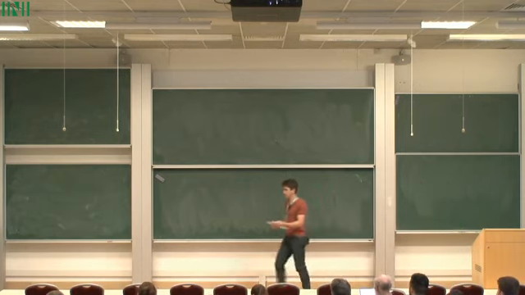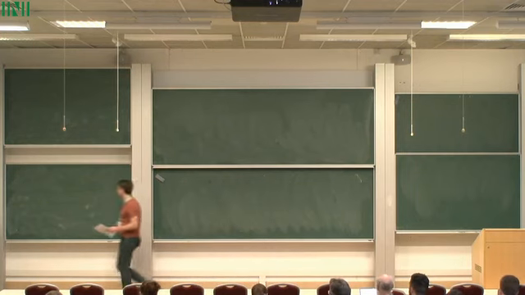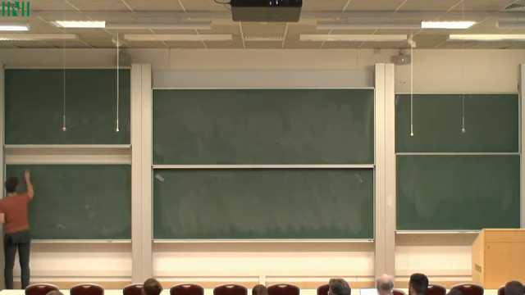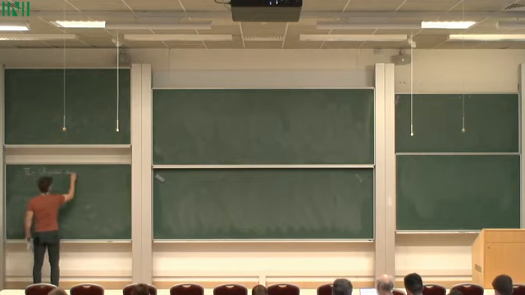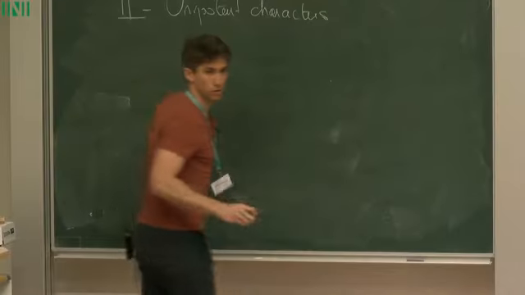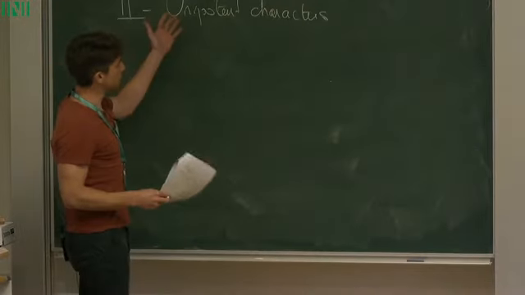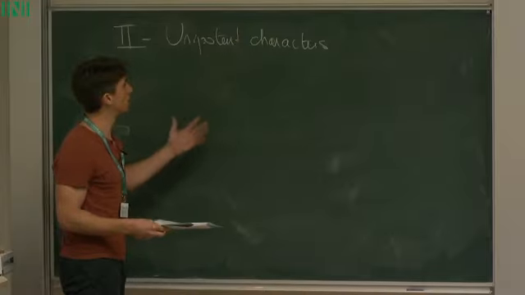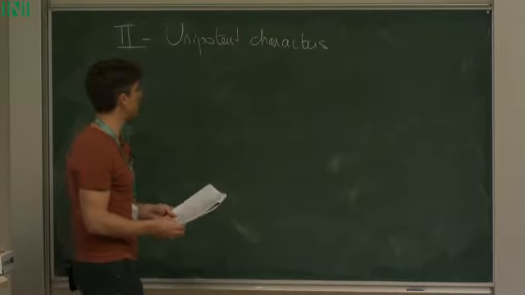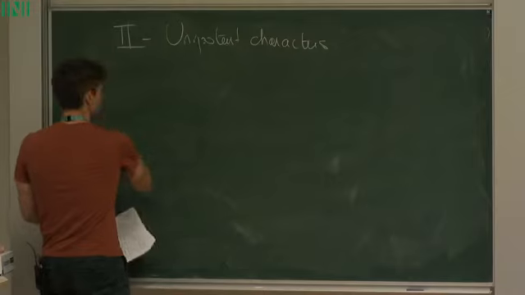Thanks. Right, so today I'm going to talk about unipotent characters and their classification. So like I said yesterday, there are two kinds of objects: unipotent characters and unipotent classes of the reductive group. So let me write it this way.